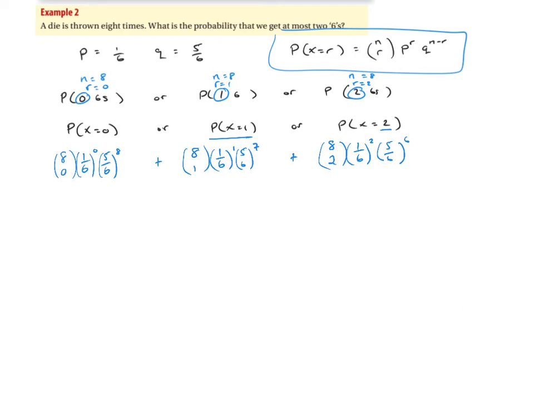So if we work out the first one, it's going to be 0.23257. Okay, plus the second one, stick it in your calculator, is 0.37211. Plus the last one here is 0.26048. Add them together and you'll get the answer of 0.86516. So what we're saying is, if a die is thrown 8 times, the probability that we get at most 2 sixes is 86.5%.